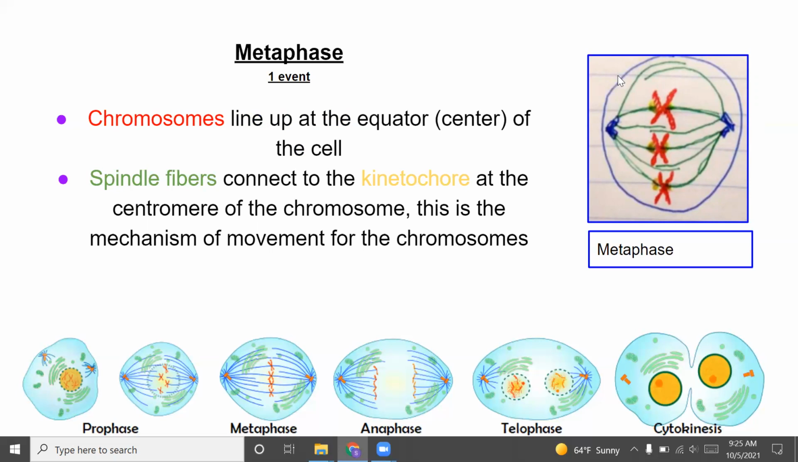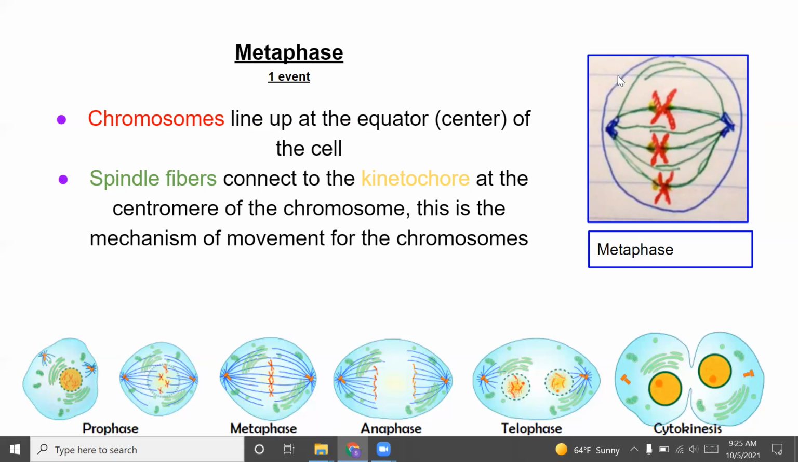You want to draw 3 chromosomes right in the center there. And your spindle fibers. Some of your spindle fibers will attach to the center of your chromosome. That center you colored in your coloring was the centromere. At the centromere, you have something called the kinetochore. The centromere is like a location. The kinetochore is kind of like a mechanism.